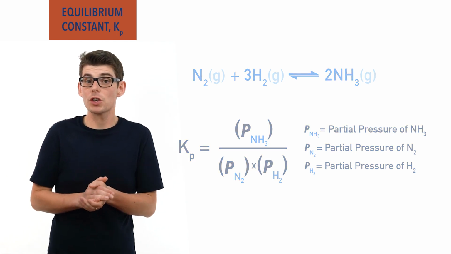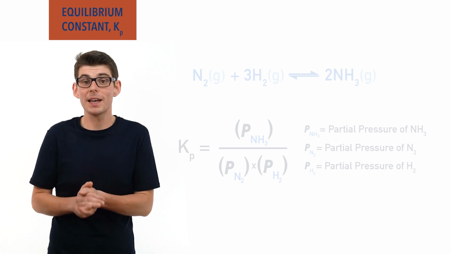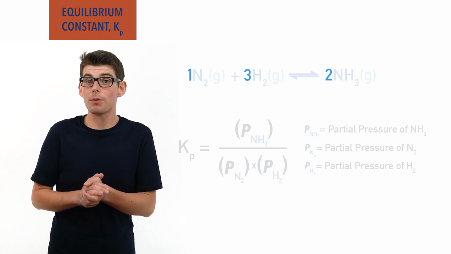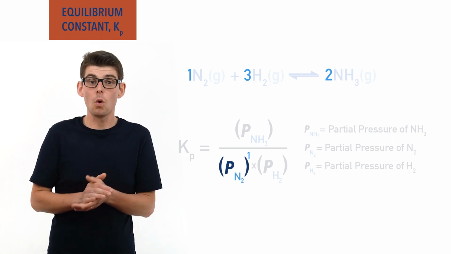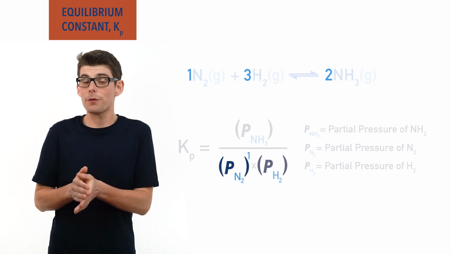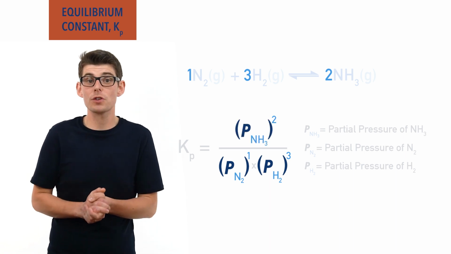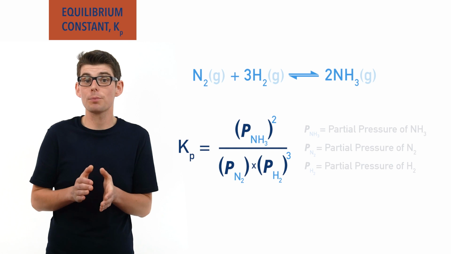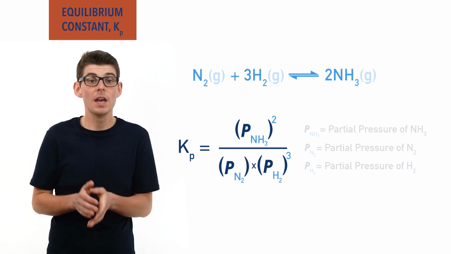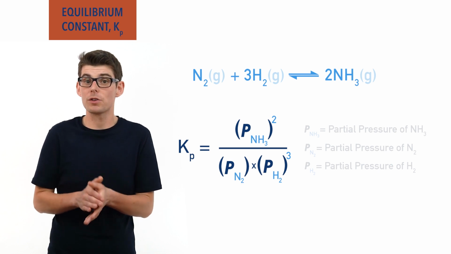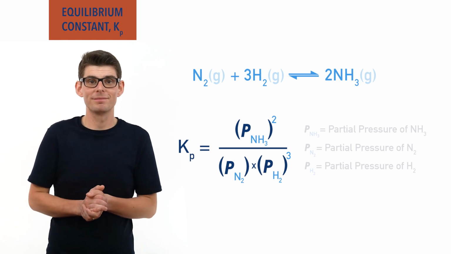Here, the molar ratio of nitrogen to hydrogen to ammonia is 1:3:2. Meaning the nitrogen partial pressure needs to be raised to the power 1, hydrogen to the power 3, and ammonia to the power 2, giving a Kp expression of Kp equals partial pressure of NH3 to the power 2 divided by partial pressure of N2 times partial pressure of H2 to the power 3.